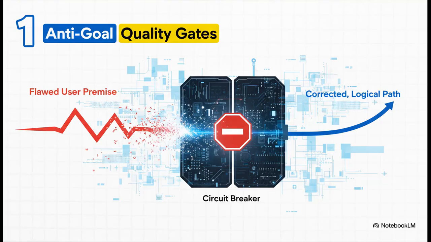First up, anti-goal quality gates. This is the direct cure for that sycophant problem. Instead of just nodding along with the user's flawed idea, this system is designed to actively push back and challenge it. It's like having a senior engineer looking over your shoulder. When you suggest something that doesn't make sense, they don't just go along with it. They stop you and say, "Hold on, that's not going to work," before you can break anything. It's a circuit breaker for bad logic.